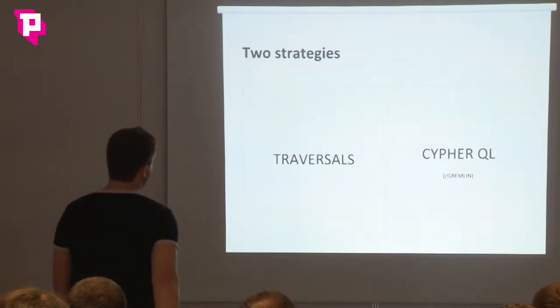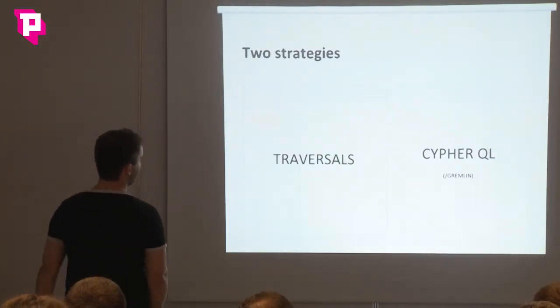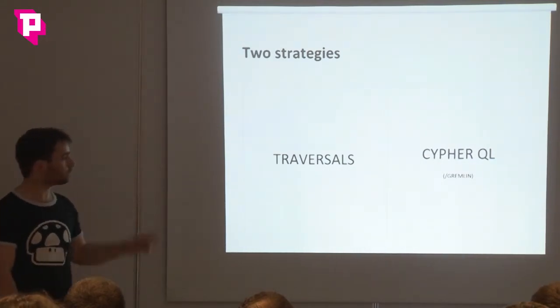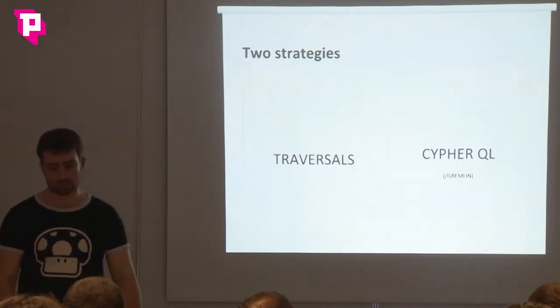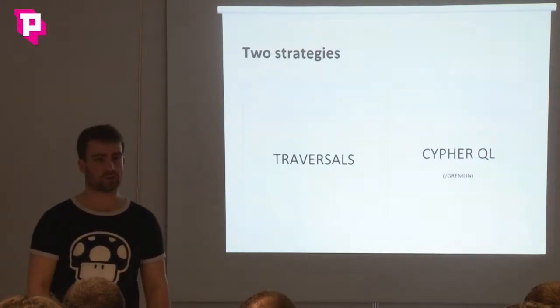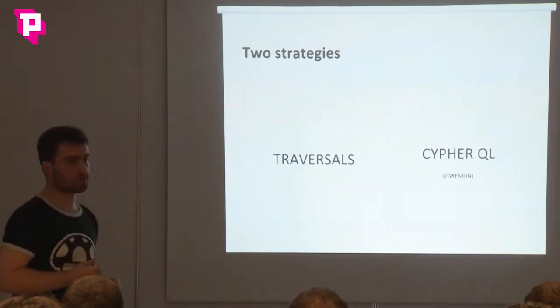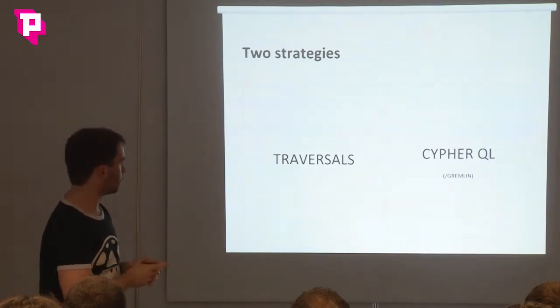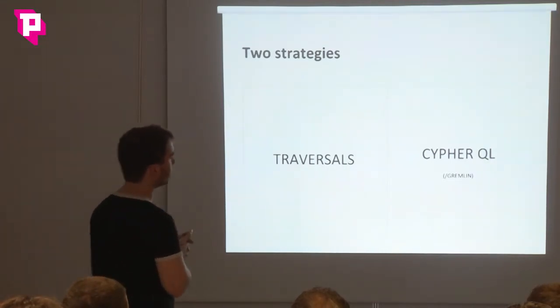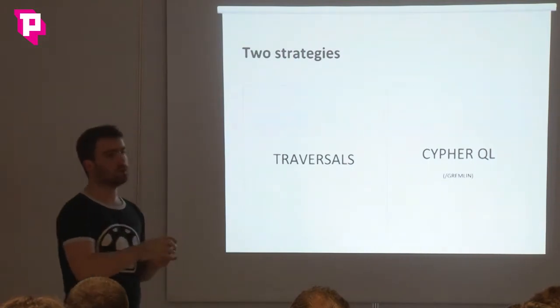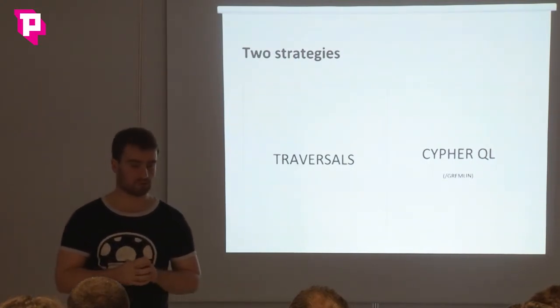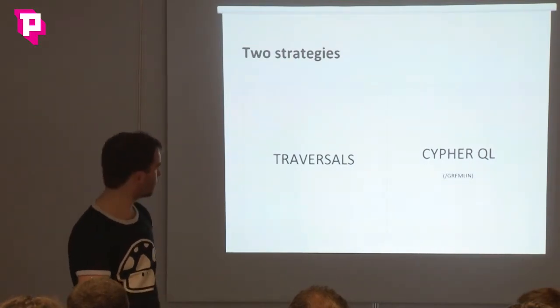So the imperative way is called traversal. You have a traversal framework with Neo4j. The other way is mainly with Cypher query language, which I will talk about soon. Or Gremlin, which is from the TinkerPop stack. Cypher query language is totally specific to Neo4j at the moment. Gremlin can work with many other graph native cores.